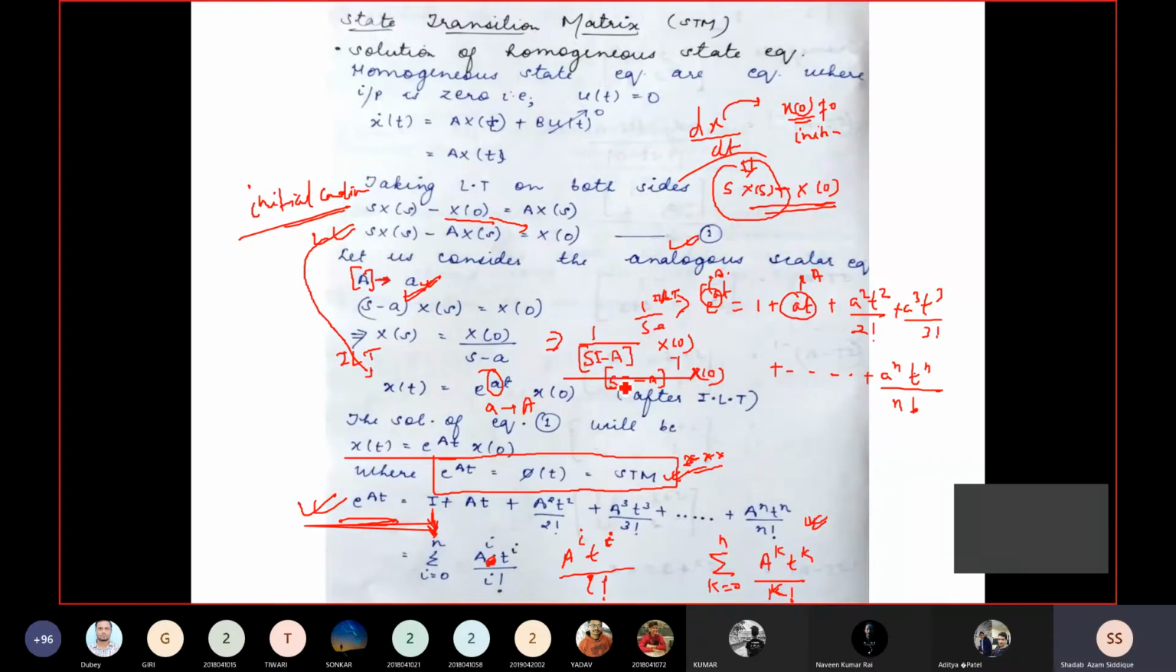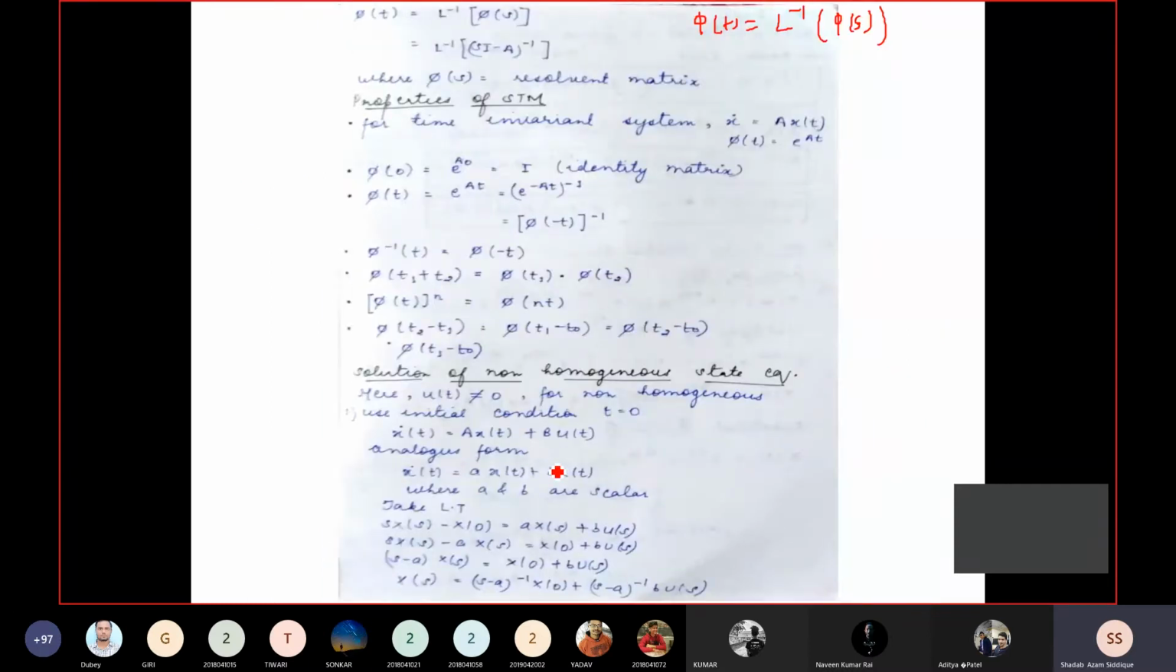So x of 0. So (sI minus A) inverse is nothing but e to the power At, which is called phi of t, phi of s. Okay, phi of s. That's why it is simply written as Laplace inverse of (sI minus A) inverse. I hope you understood this. Okay, this is Laplace inverse of (sI minus A) inverse.